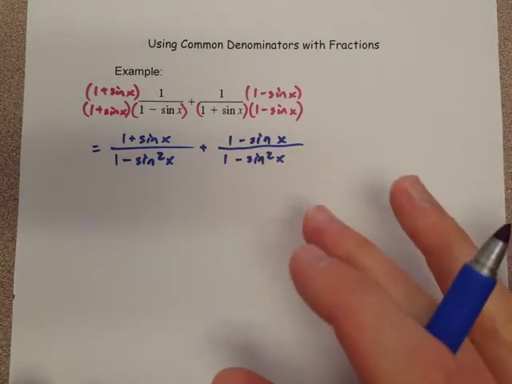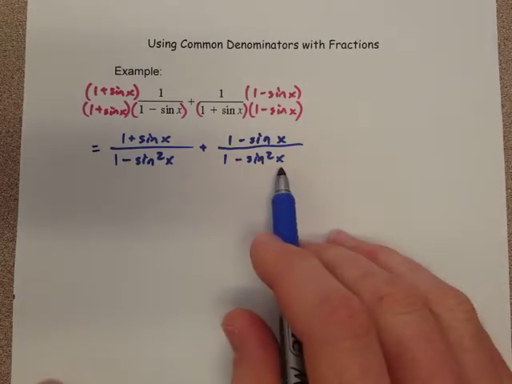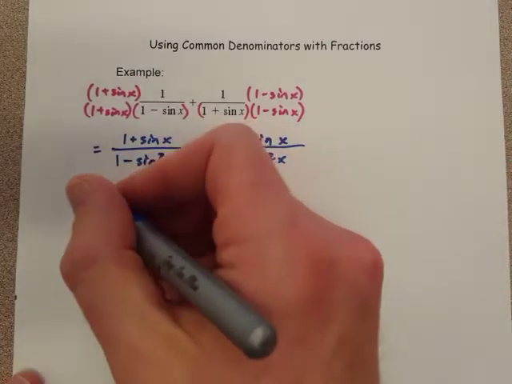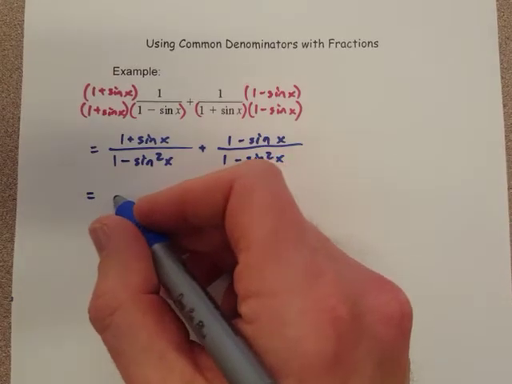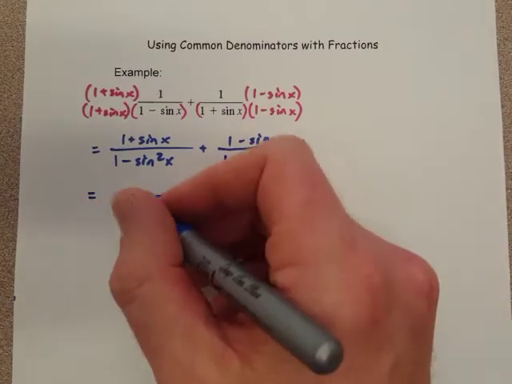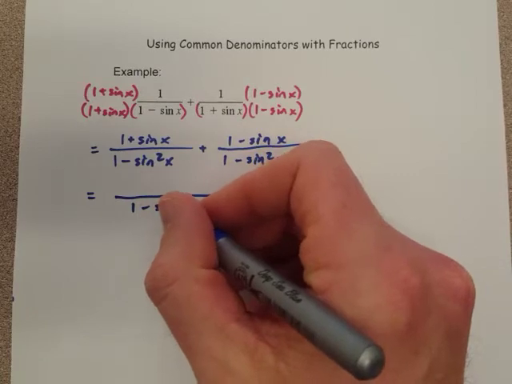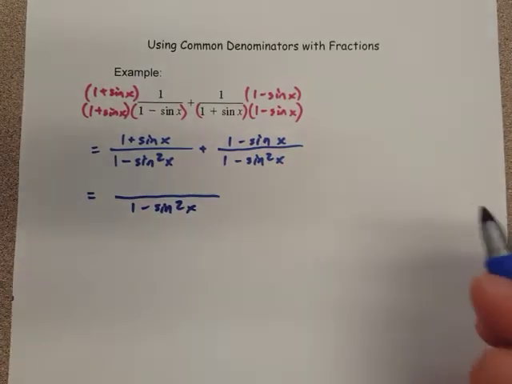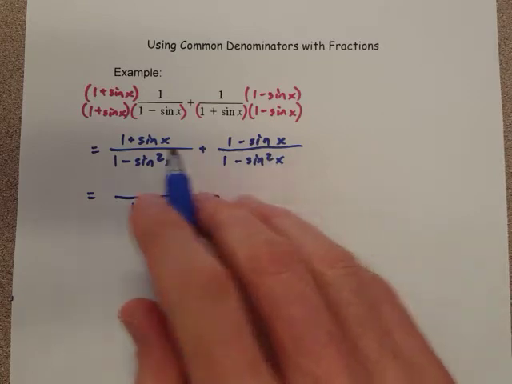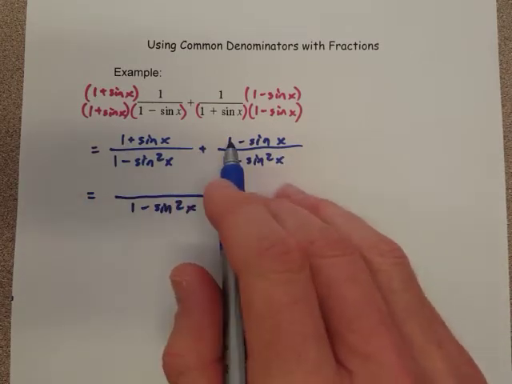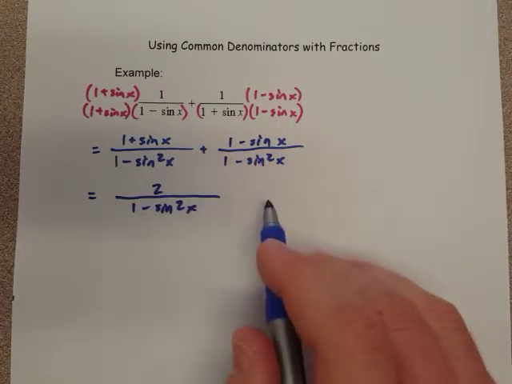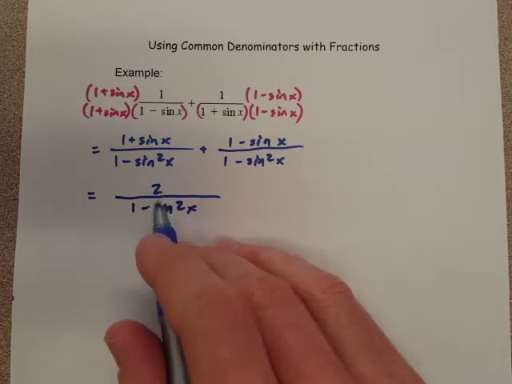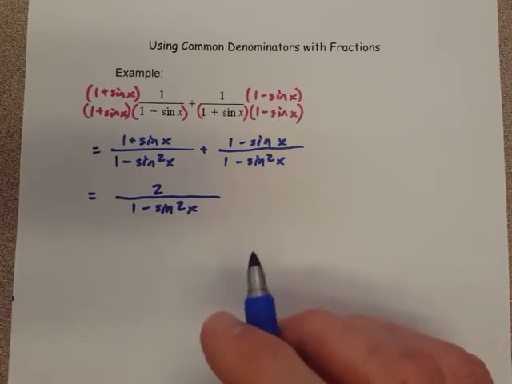All right, once we have it to this point, notice that we are now at common denominators. We have common denominators in these two fractions. When you have common denominators, we are now allowed to add them together. Because we're adding those together, the common denominator will stay the denominator, so 1 minus sine squared in the denominator. And then on the top, we just do the addition. We have 1 plus 1 is 2. And then we have sine plus negative sine. Those cancel out, so it's just 2 over 1 minus sine squared.